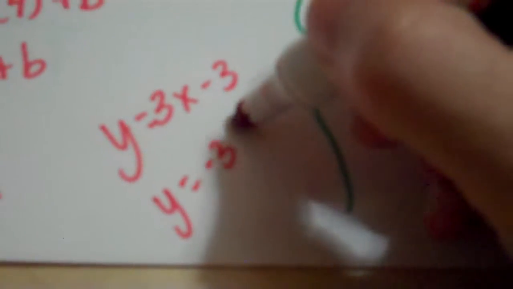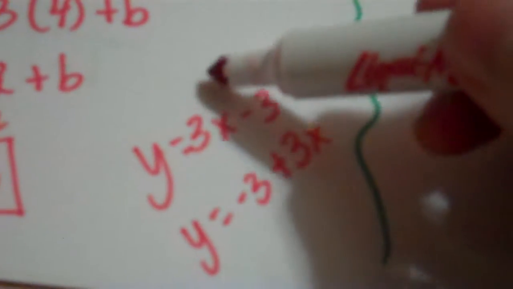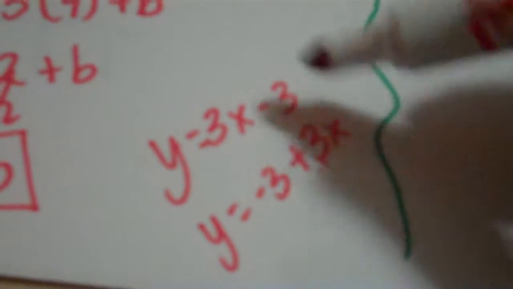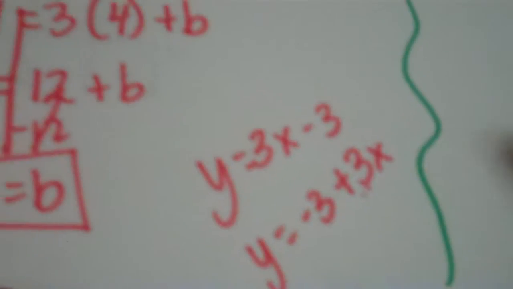Now I had some kids ask if they could put the y-intercept first, like put the negative 3 plus 3x. Technically these are both the same. More often than not you're going to see this first version, but both of those are the same, so like that is just as correct as this. So just let you know you can switch it if you so choose to do so.